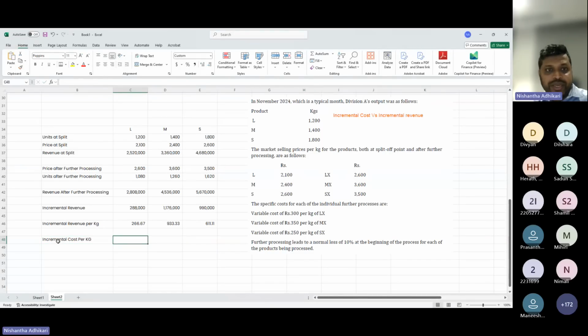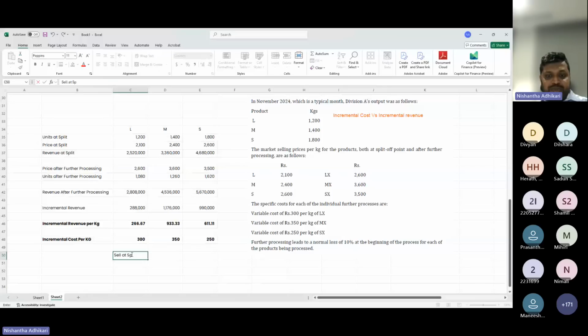Incremental cost per kilogram: here it is 300, here 350, here 250. Now, based on this one, this is the incremental revenue, this is the incremental cost. Incremental revenue and incremental cost. Based on that, this one's incremental cost is higher than incremental revenue. Therefore, this should be sold at split-off point.